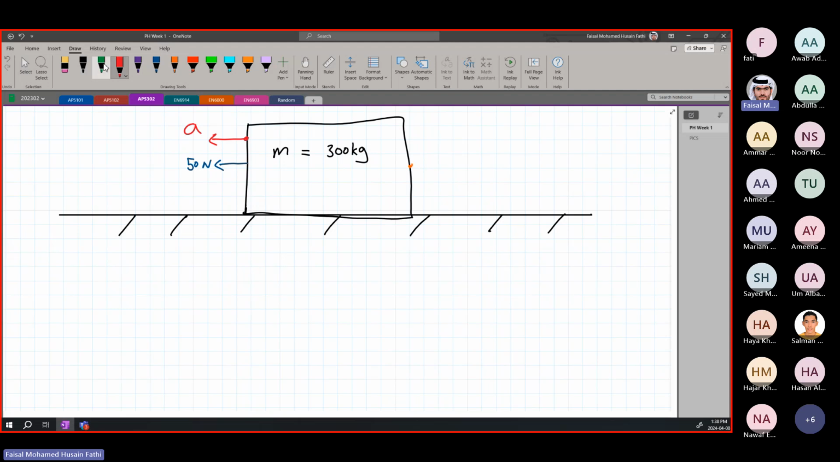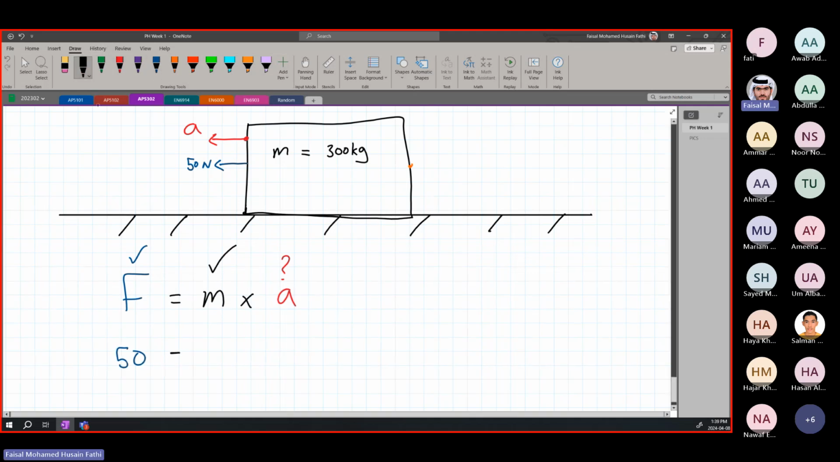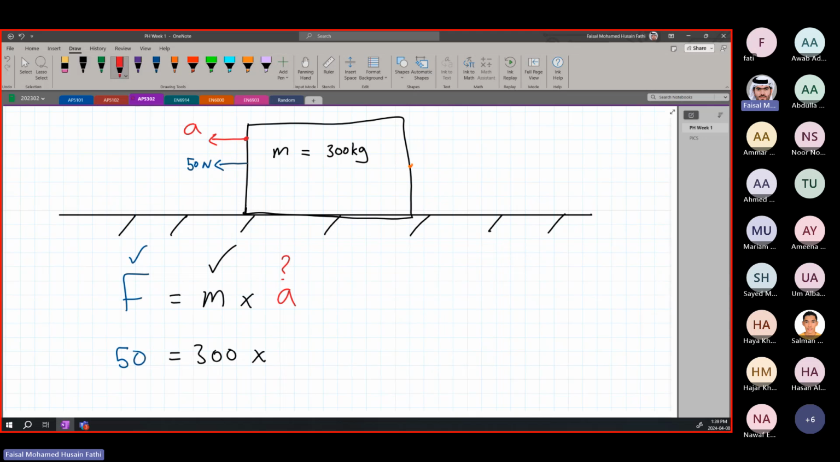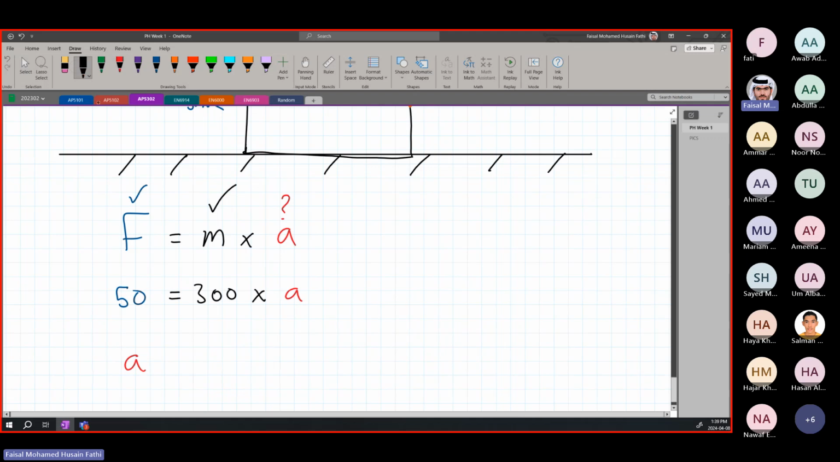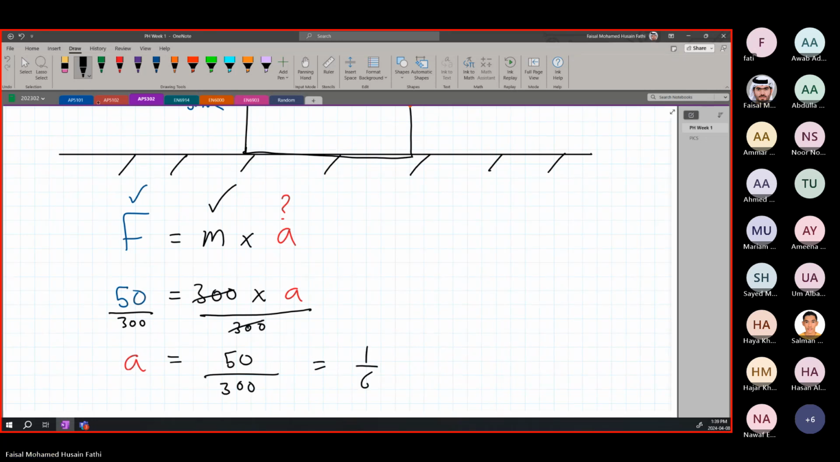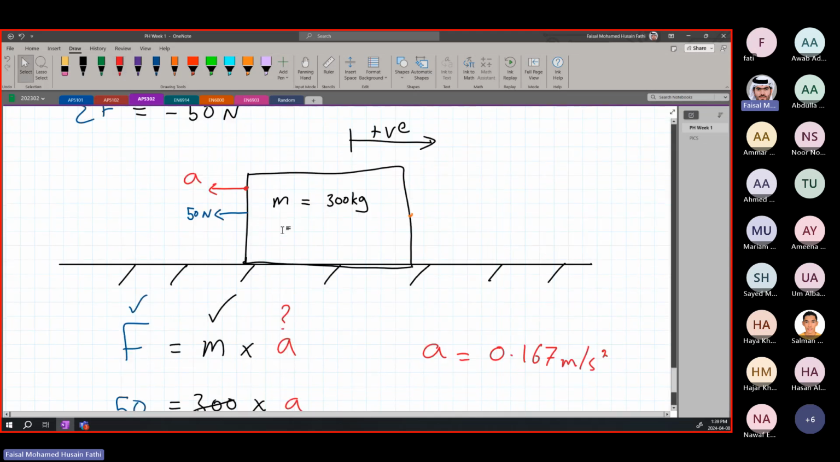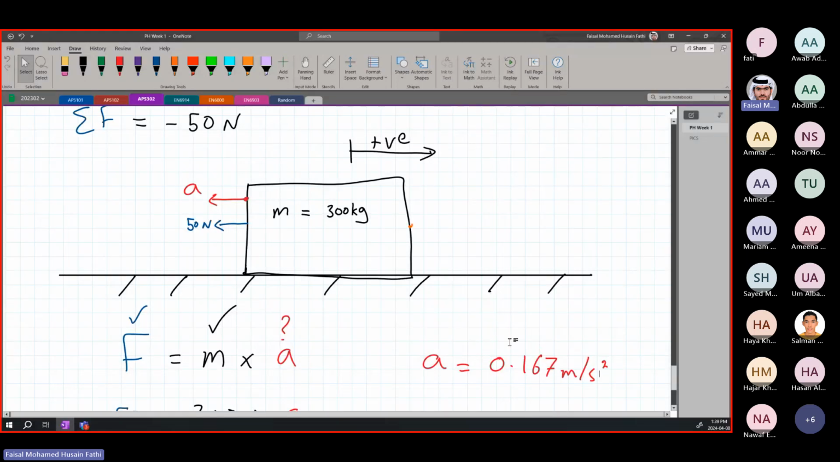And we can find this acceleration. Why? Because we know that F is equal to M times A. If we do some basic rearranging, we have F, and then an M, but we need to find the acceleration. So it is going to be 50 is equal to 300 times A, which we need to find. So A is going to be equal to, we are just going to divide by 300 on both sides. So it's 50 divided by 300, because 300 here will cancel. So acceleration is going to be equal to 50 divided by 300, which is 1 over 6. Which means acceleration is 0.167 meters per second squared. So we know that this is now the acceleration of this box going to the left. This is how we calculate it.